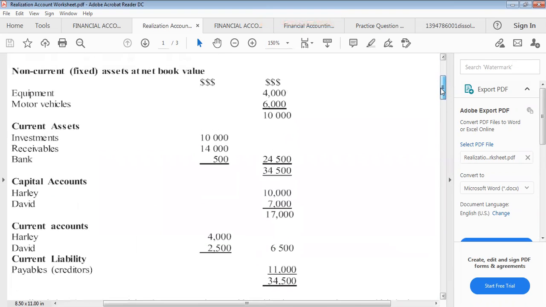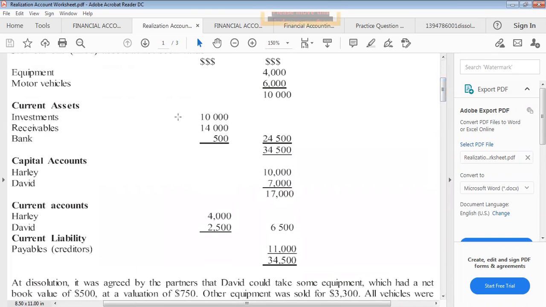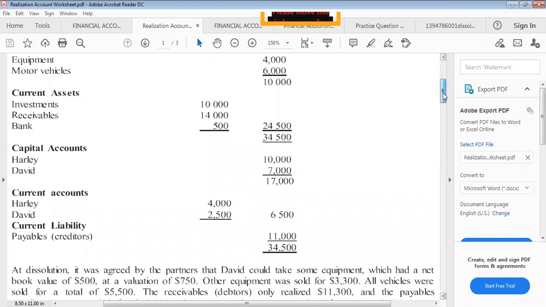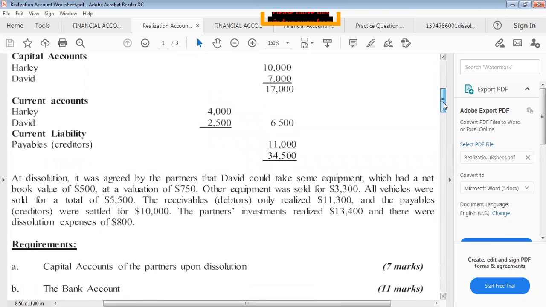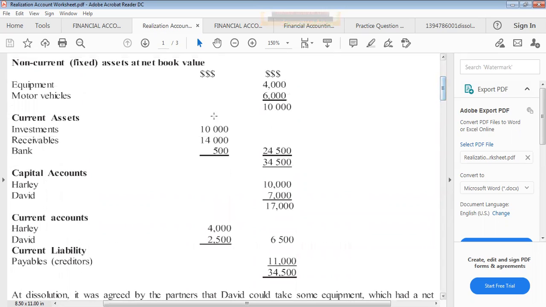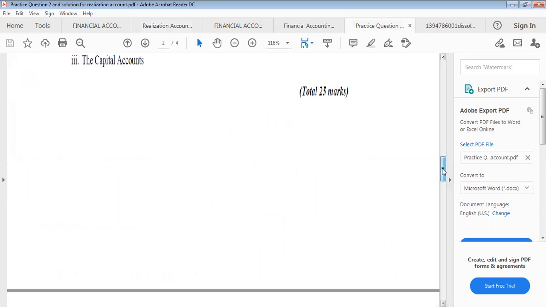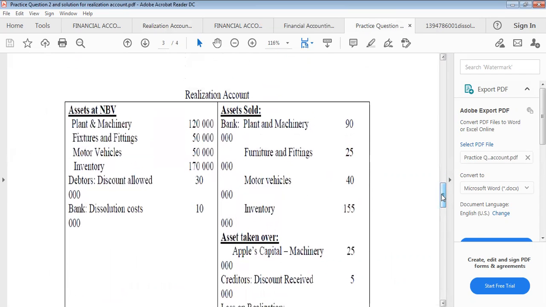And then put it where? Remember, when you put in, you must put in equipment, motor vehicle, and investments, everything in as the net book value, right? Except bank and something. All right. And the payables were settled for what? $10,000. When you minus the discount allowed, you minus 11,300 from the 14,000 to find the discount allowed. It will go on the debit side of the realization account there.